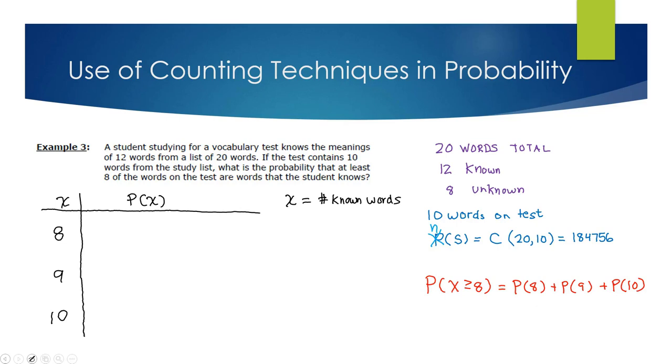I'm going to let x represent the number of known words. I know the probability of x being greater than or equal to 8 is going to be the probability of x being 8, plus the probability of x being 9, plus the probability of x being 10.